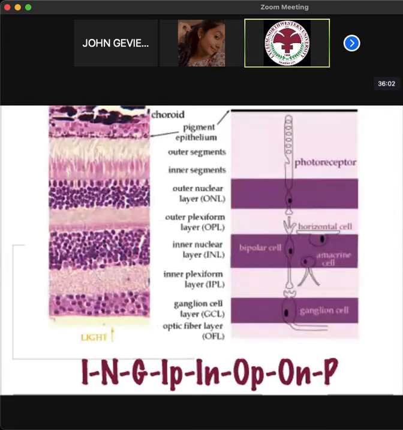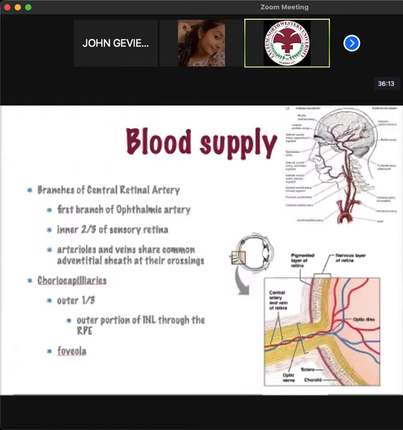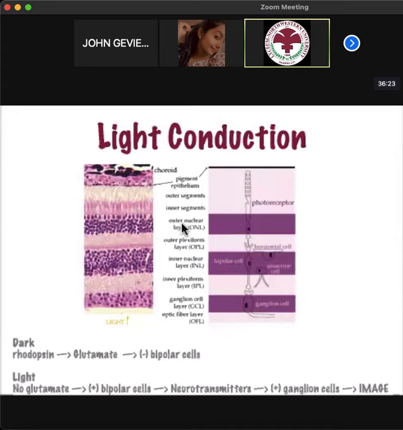So from the nerve fiber layer up to here, the inner 2/3 of the retina. The outer 1/3, from the outer portion of the inner nuclear layer up to the RPE, would be supplied by your choriocapillaries. So usually there are 2 blood supplies of the retina, your CRA, central retinal artery, and your choriocapillaries.